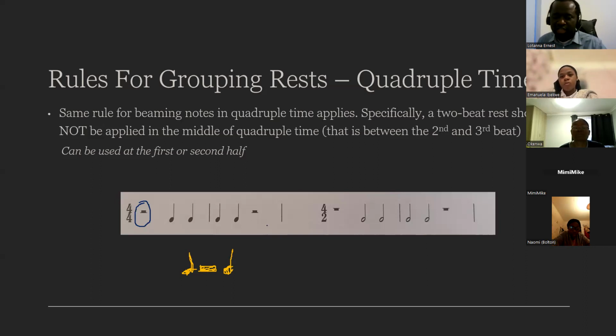Now, if you are given this type of thing in the exam, what will you do? Sister Naomi, what will you do?